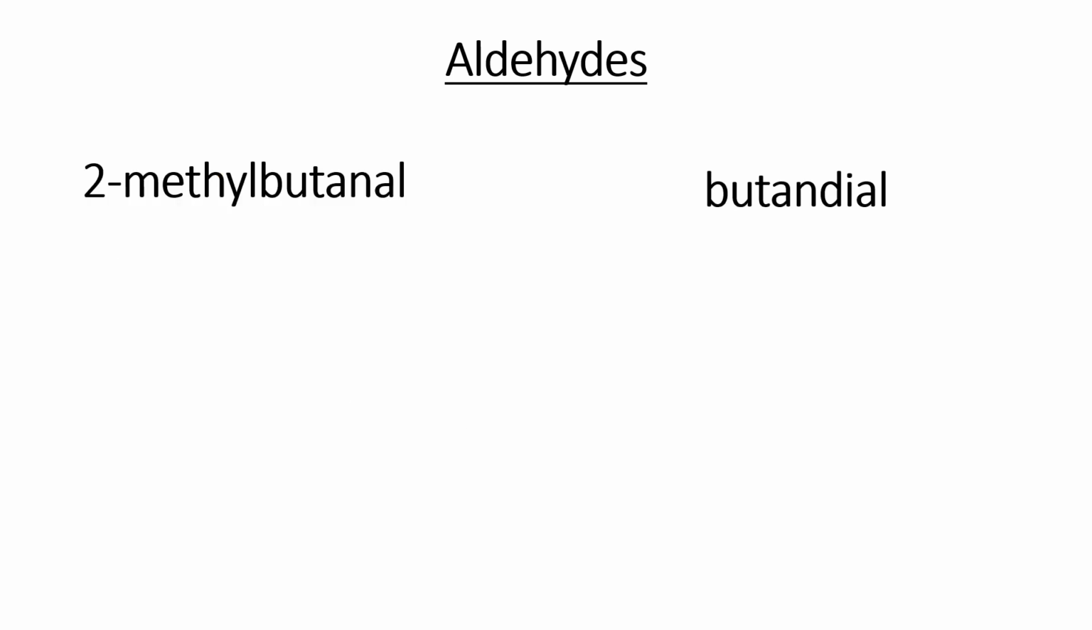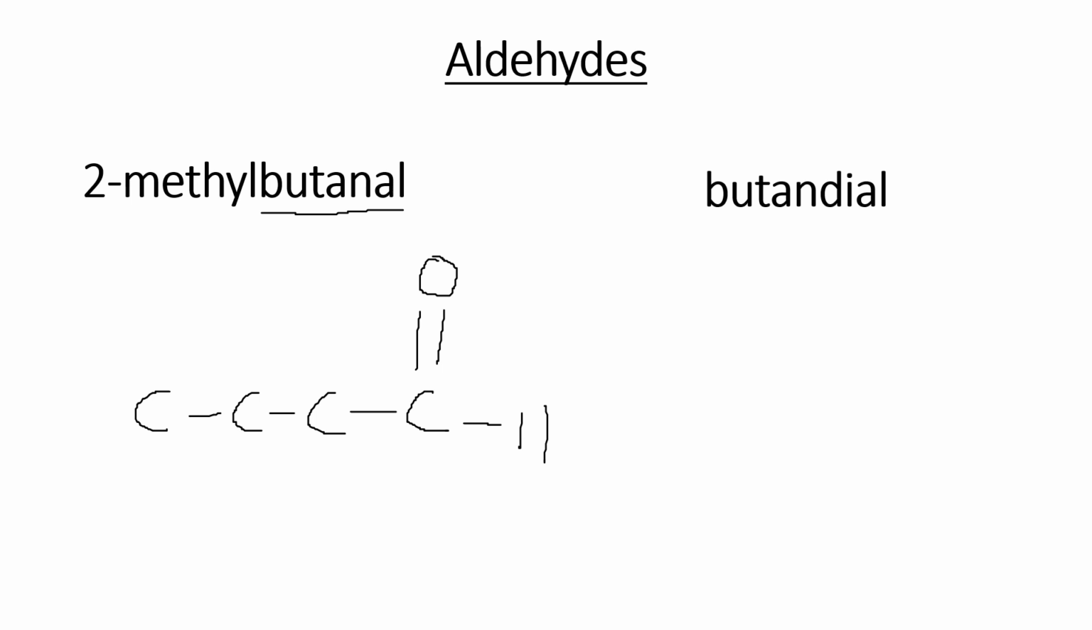2-methyl butanal. So we break the name down into chunks again. Butanal, let's draw that first. 1, 2, 3, 4. Aldehyde group at the end. Now you might be wondering, why am I drawing the aldehyde group at the right hand side rather than the left hand side? Doesn't matter, basically.